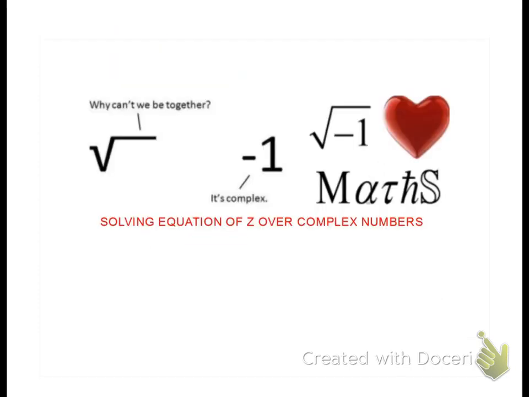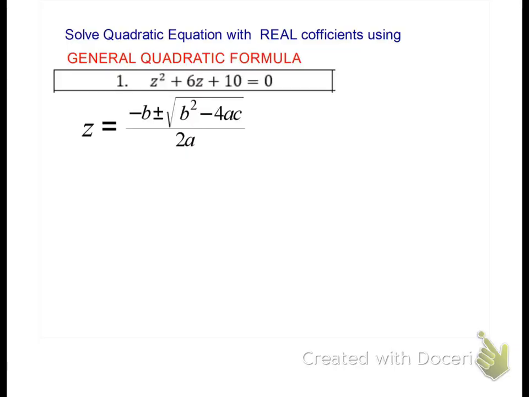So, let's get to it. Here's our first one. We're going to solve a quadratic equation with real coefficients, just like this, and we're going to solve it using the general quadratic formula. Okay, so we substitute our values from the quadratic equation into the formula. Make sure you use brackets in this case, because that's good for keeping track of negatives when you're using this formula.